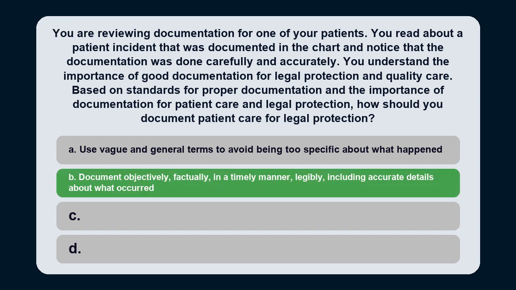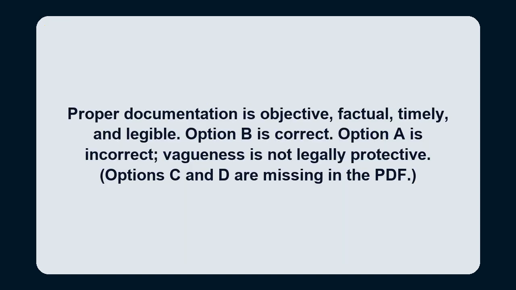The answer is B. Proper documentation is objective, factual, timely, and legible. Option B is correct. Option A is incorrect. Vagueness is not legally protective. Options C and D are missing in the PDF.